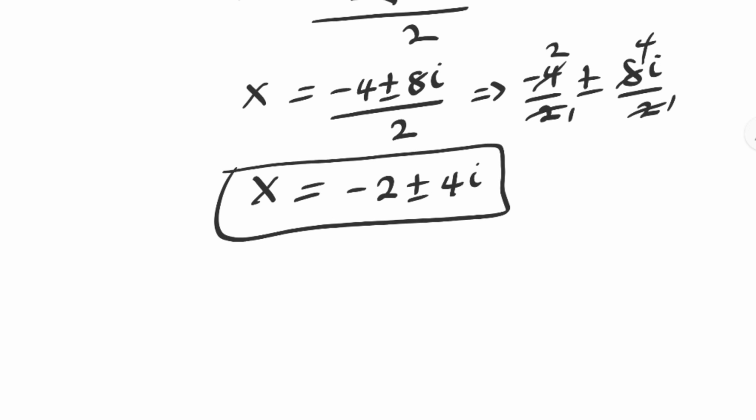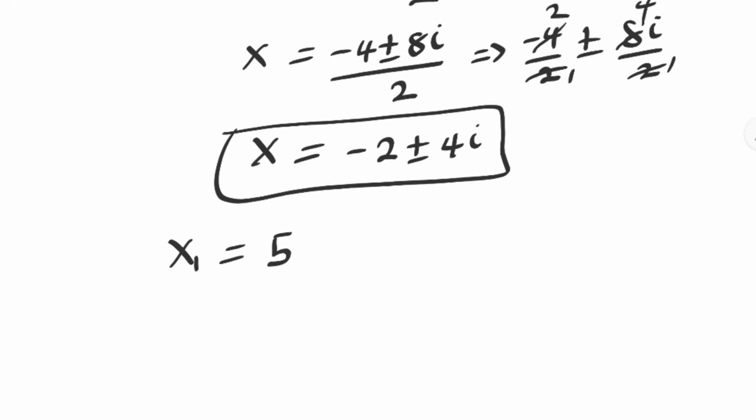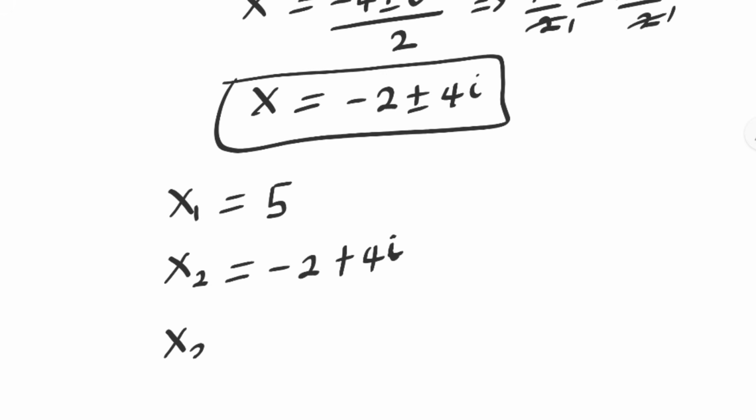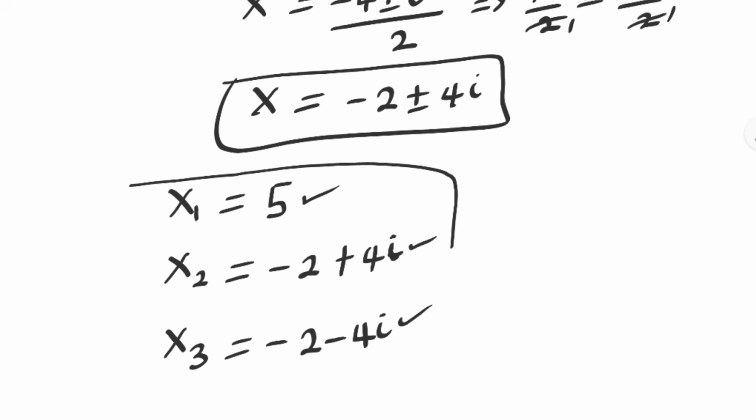Therefore, our final answer are s1 is equal to 5, s2 is equal to minus 2 plus 4i, then s3 is equal to minus 2 minus 4i. You can see that we have one real root and two complex roots. This is the final answer.